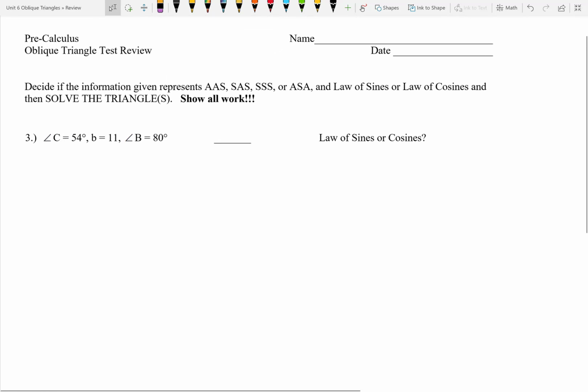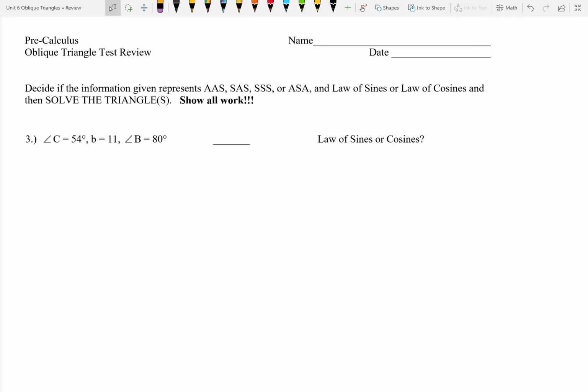Alright, this is problem number 3 from our Unit 6 test review. Again, we're going to start out by drawing the triangle. We'll label the vertices and the sides. We'll identify which ones we know.